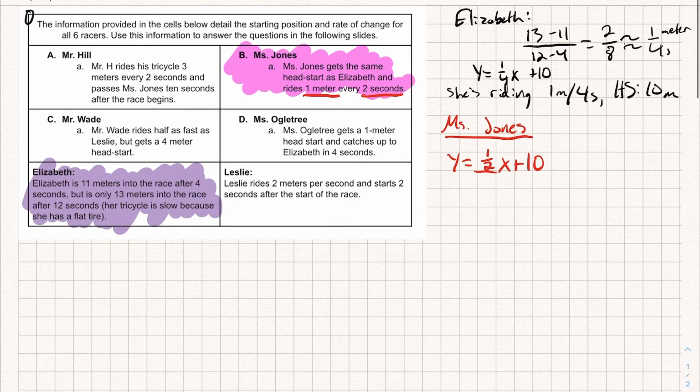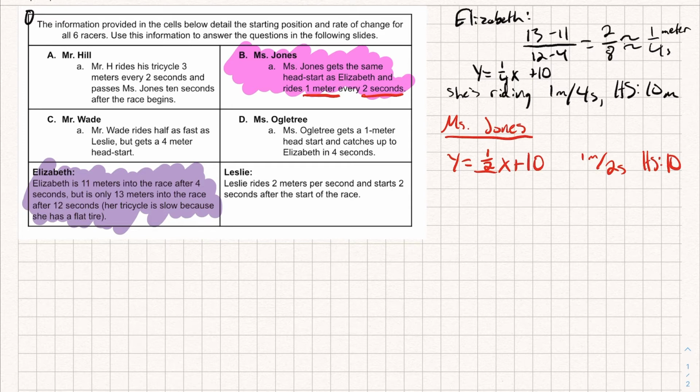So our slope is going to be 1 meter every 2 seconds, and our head start is 10. And our equation is y equals 1/2 x plus 10.